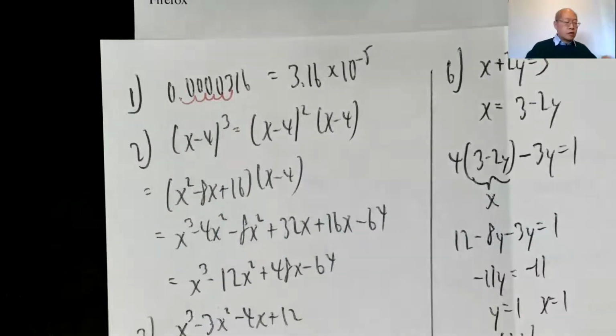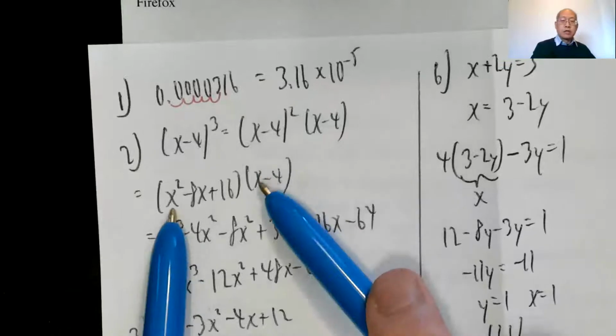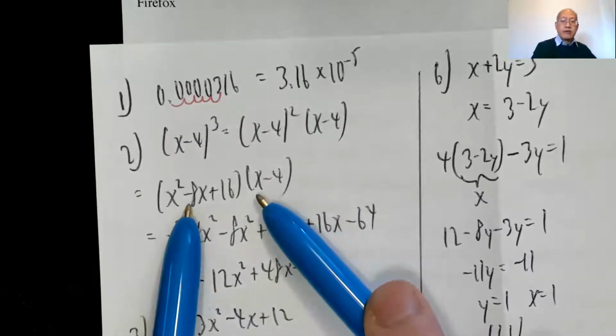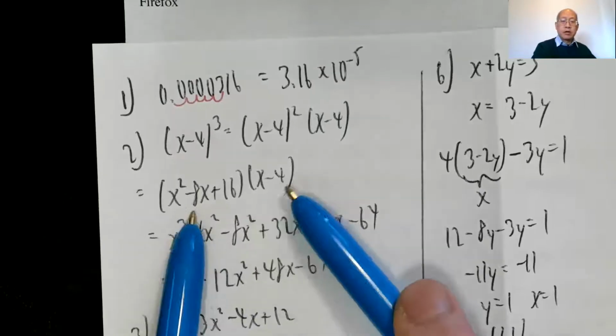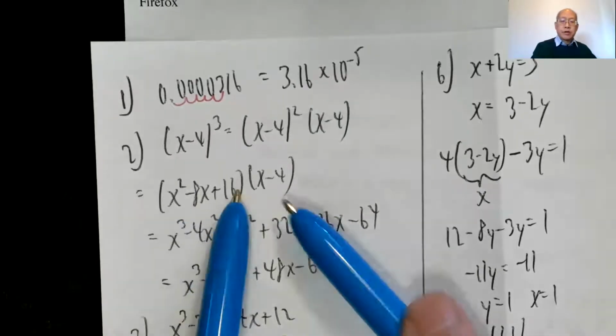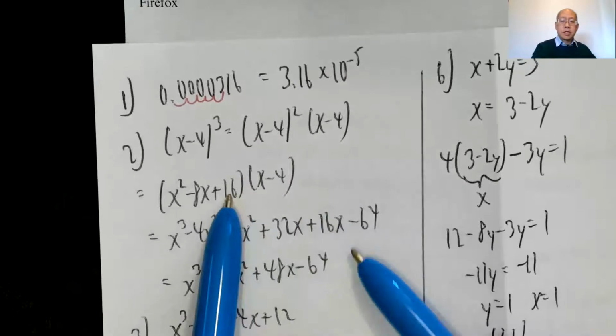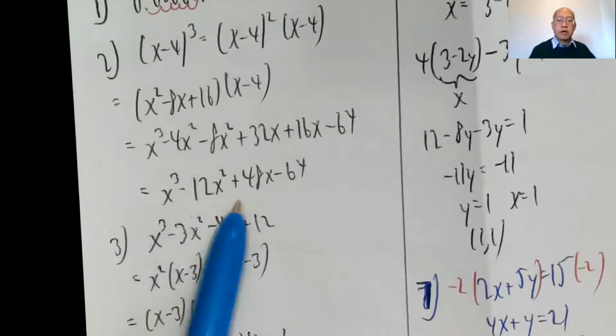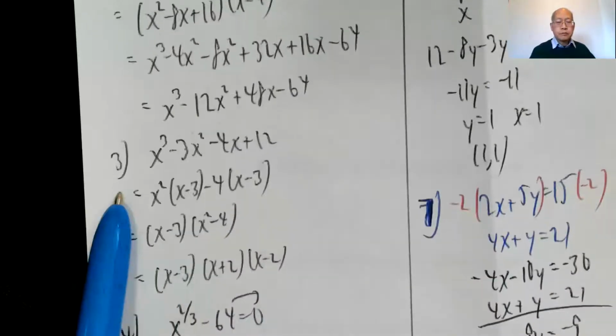So you take x squared times each of these. So this is x cubed minus 4x squared. And then negative 8x times each of these, negative 8x squared plus 32x. Then 16 times each of these, 16x minus 64. X cubed minus 12x squared plus 48x minus 64.